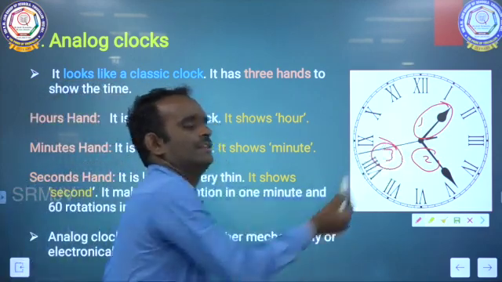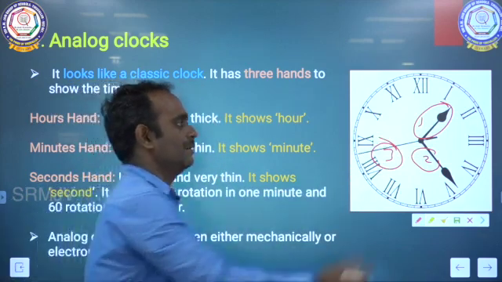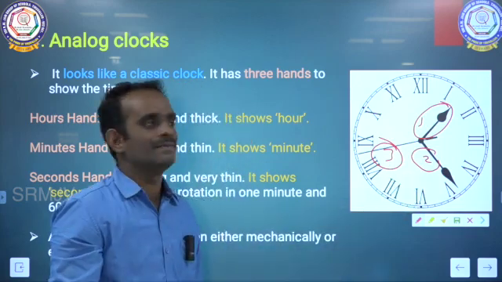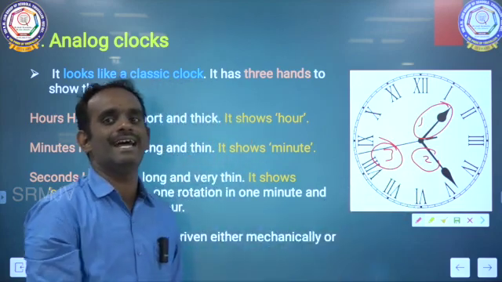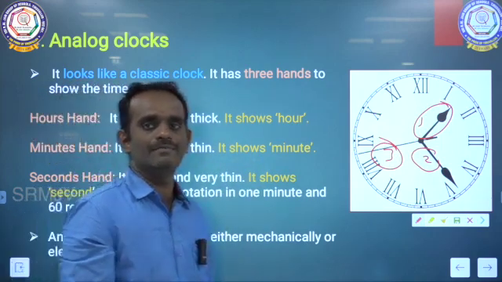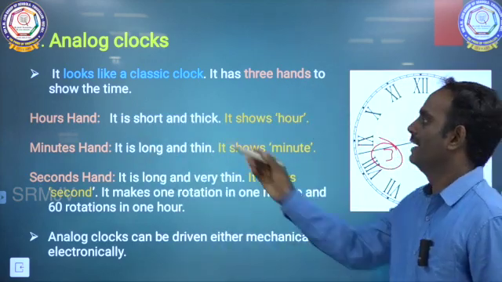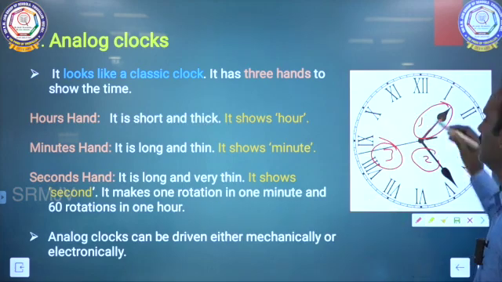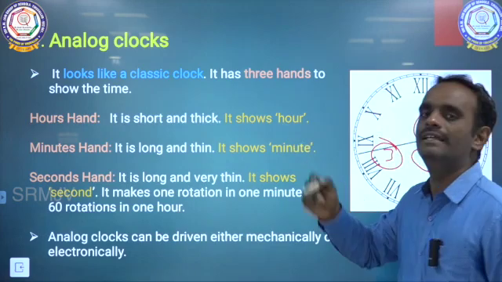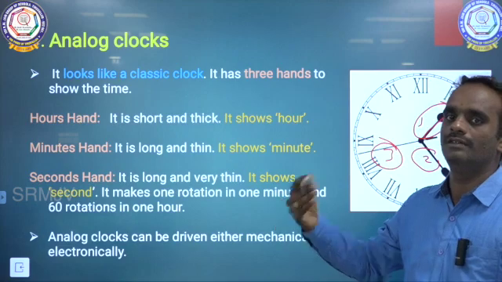One is short, very small hand. It is the hour hand. The another one is somewhat big, it is the minute hand, and the third one is the second hand. So, there are 3 hands in the analog clock, clear? So, what is the hour hand? It is short and thick. This hour hand is very short and thick, and it shows only the hour, 1 hour, 2 hour, 3 hour, like that.